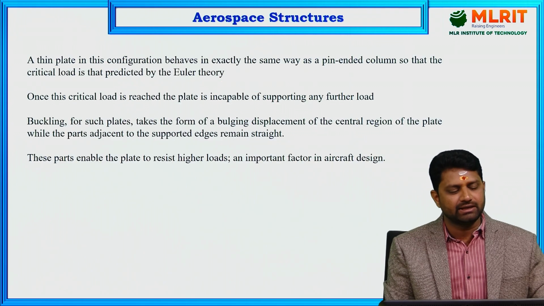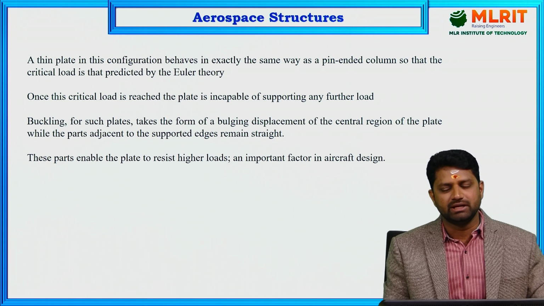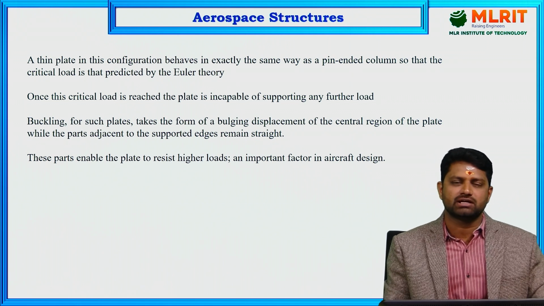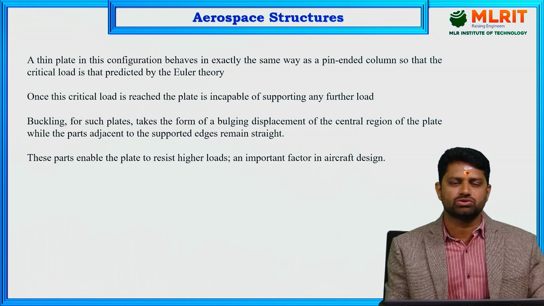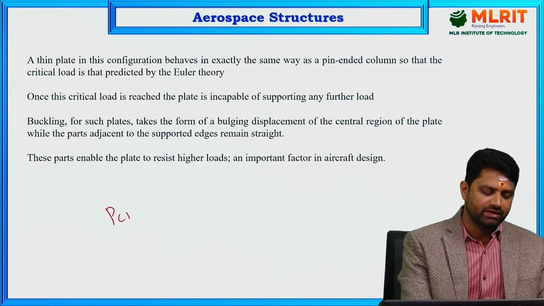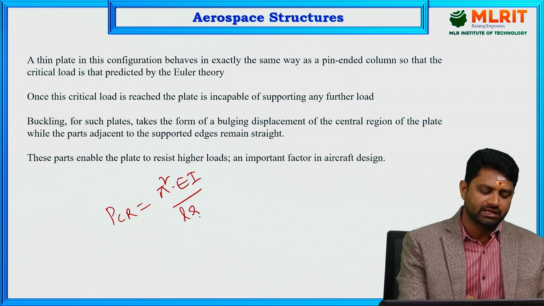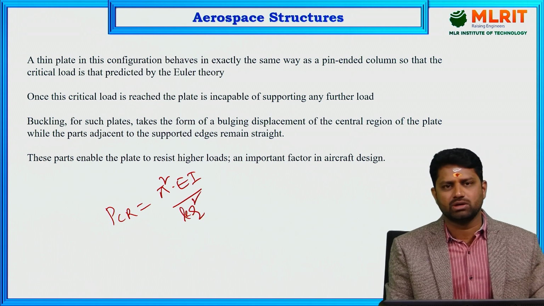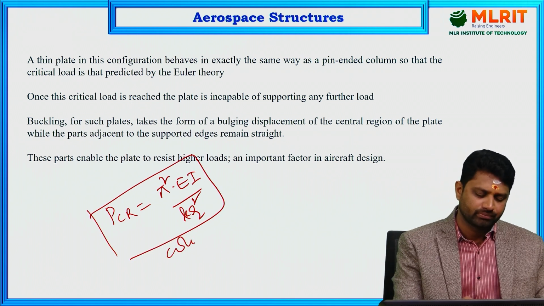A thin plate in this configuration behaves in exactly the same way as a pin-ended column, so the critical load is predicted by Euler theory. Earlier we discussed columns with different end conditions and the equivalent lengths, and we saw how to calculate the critical load with the formula pi square EI divided by L equivalent square. This is the critical load formula. Critical load, buckling load or crippling load are all the same. So this is the critical load for the column.